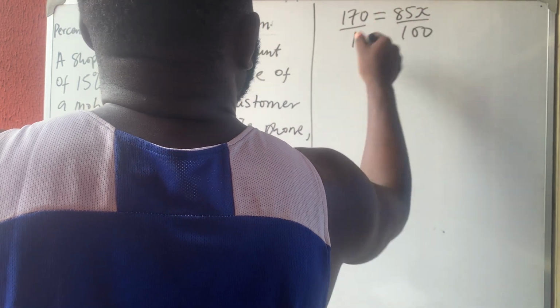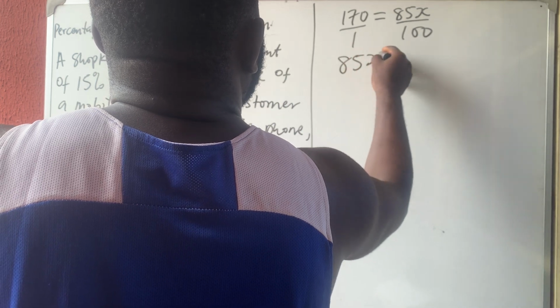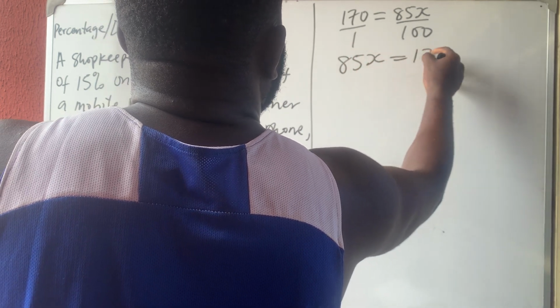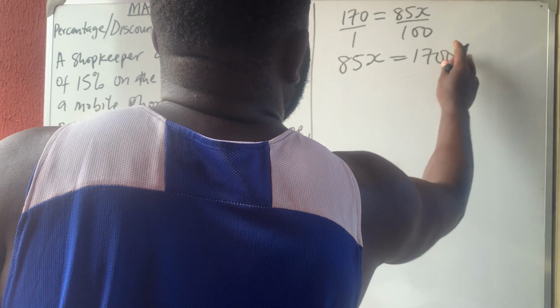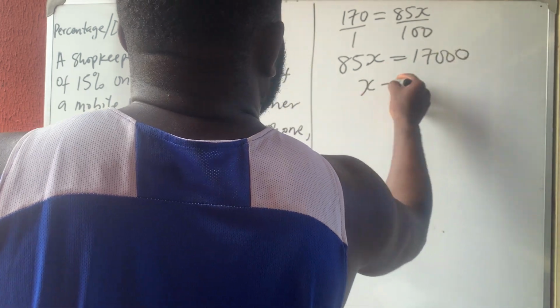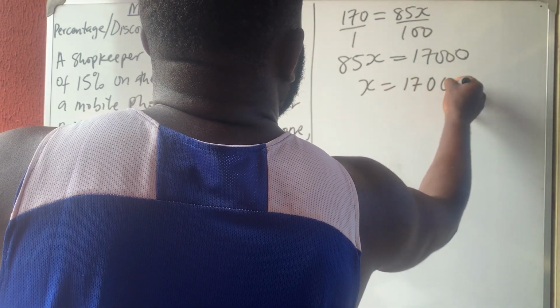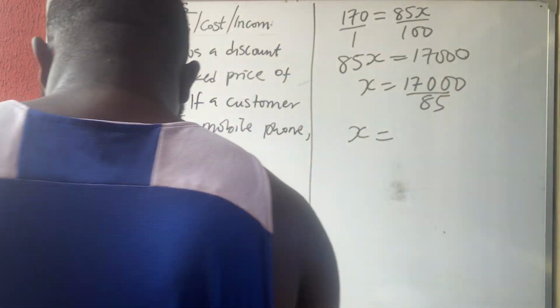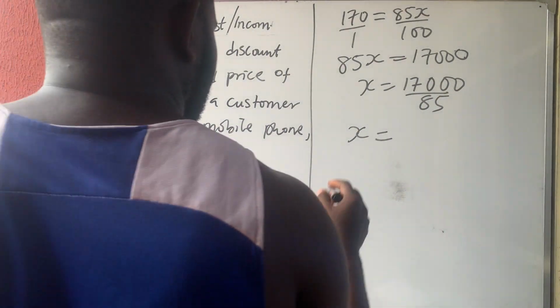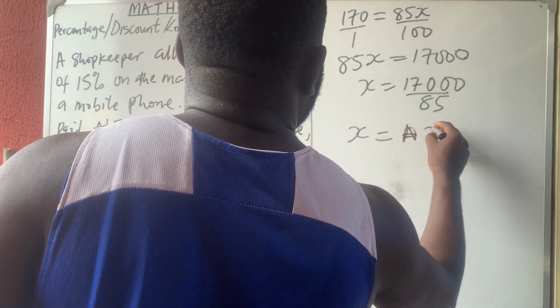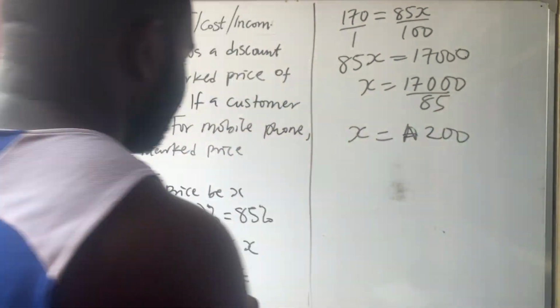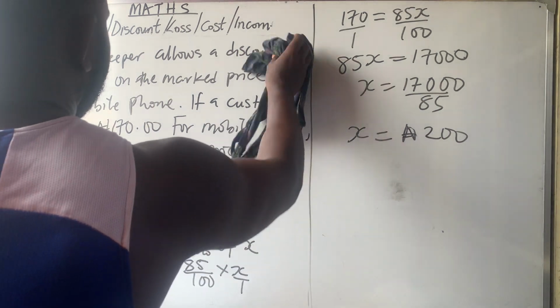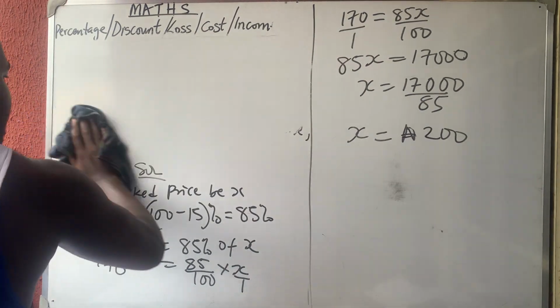If you cross multiply, you're going to have 85x is equal to 17000. So therefore x is 17000 divided by 85. So my x is now 200. So the marked price is 200 naira, right? So let's forge ahead.